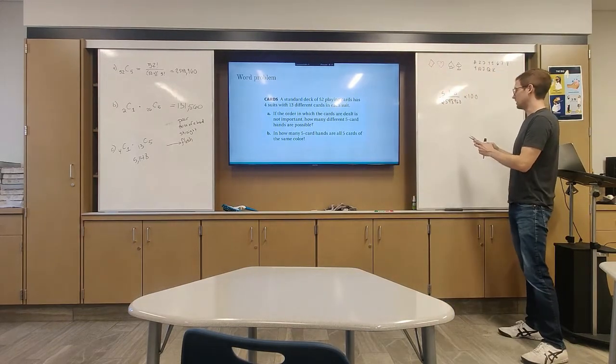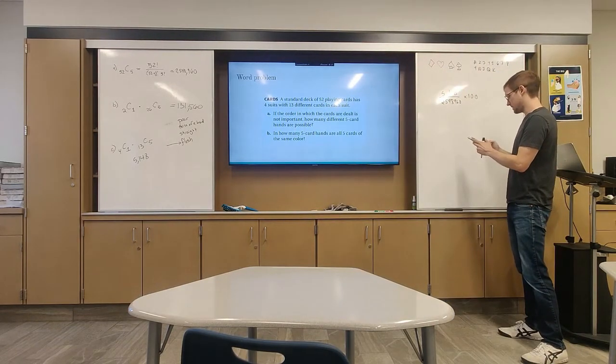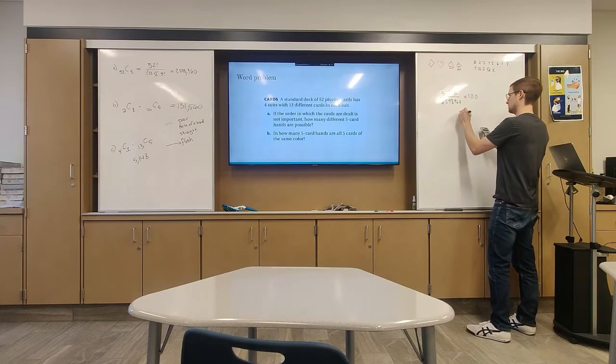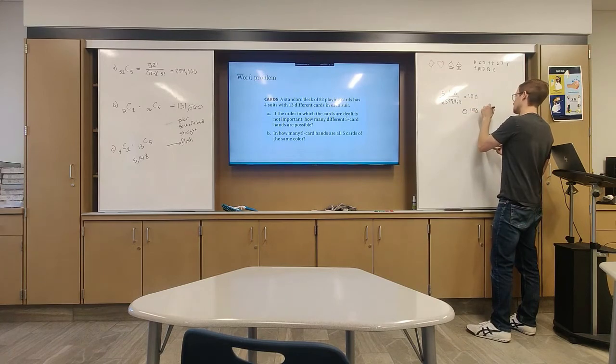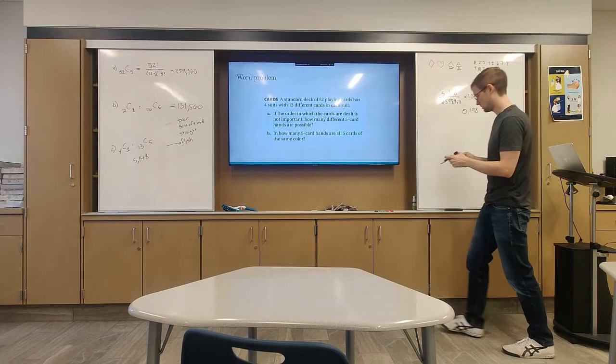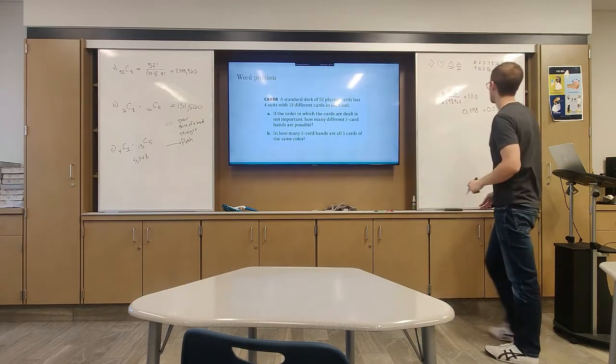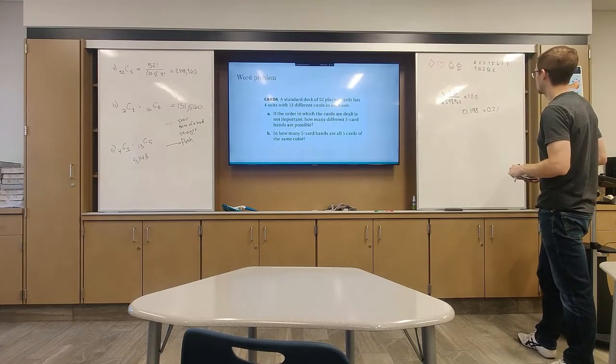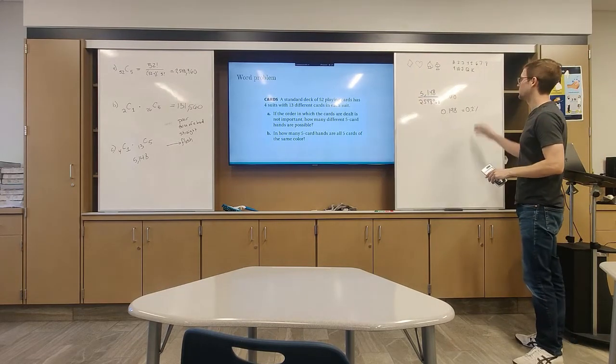So 5,148 divided by 2,598,960 times 100. Basically 0.198. I'll round it up to 0.2. No, 2%. 0.2%. Oh, no, I did multiply by 100. So this is already in percentage.